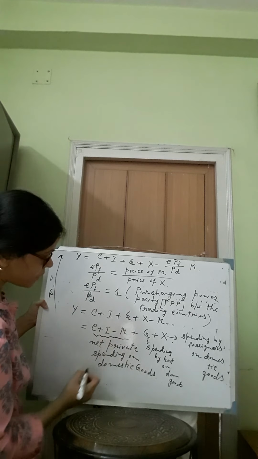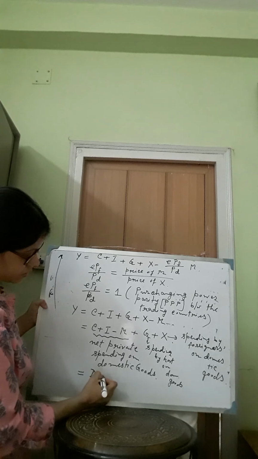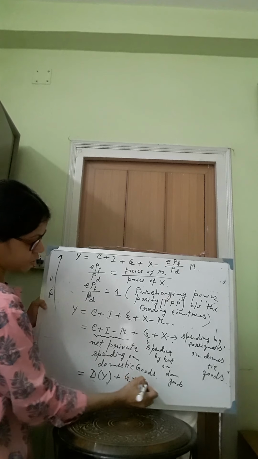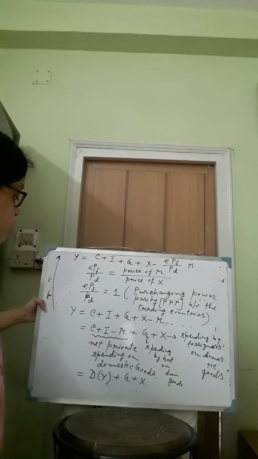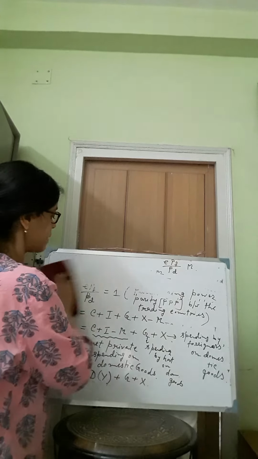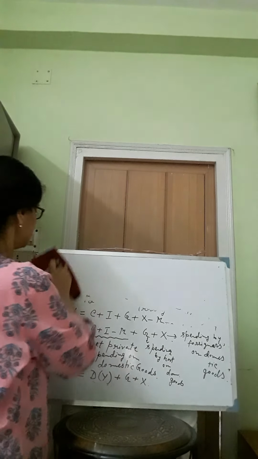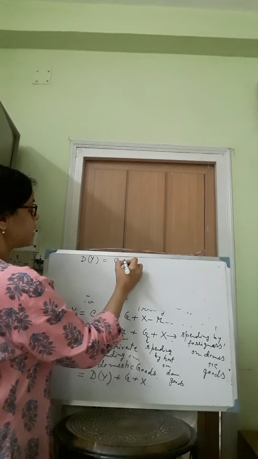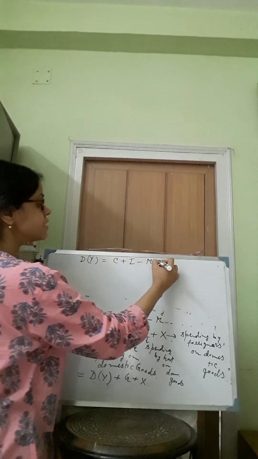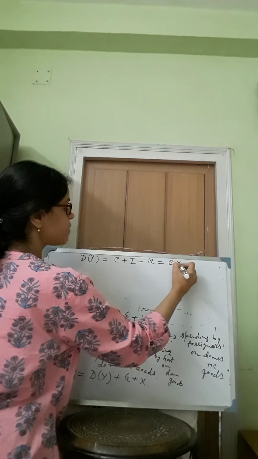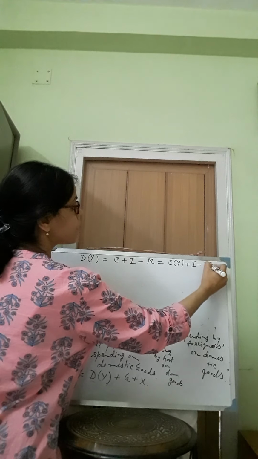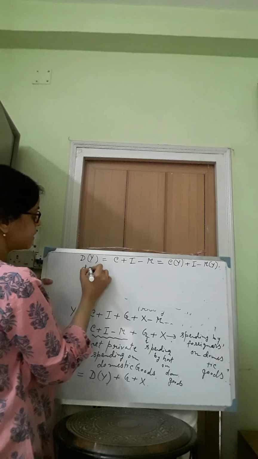Now, this C plus I minus M is denoted by dy. Then we have G and X. So, this dy is basically the net private spending on the domestic goods. So, dy is equal to C plus I minus M. Now, what is C? C is the total consumer expenditure. So, C is a function of Y. I is the autonomous investment. Then, import is a function of income. Now, what is dy?